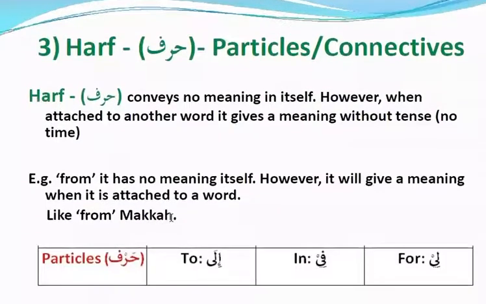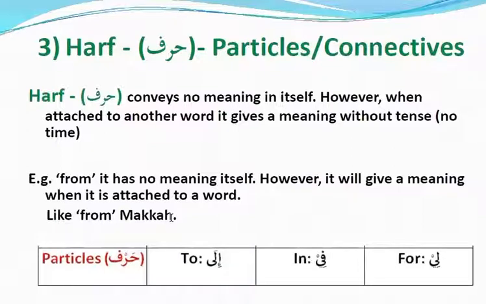Then we have the last one, which is harf, a particle. It's a connective. You can read the notes, but I would just say that a harf does not convey a meaning within itself. However, it helps a meaning be conveyed once it's attached to an ism or a fi'l. Once it's attached to another word, it helps convey a meaning. So it's not independent in conveying a meaning. For example, if we say from, it has no meaning within itself.